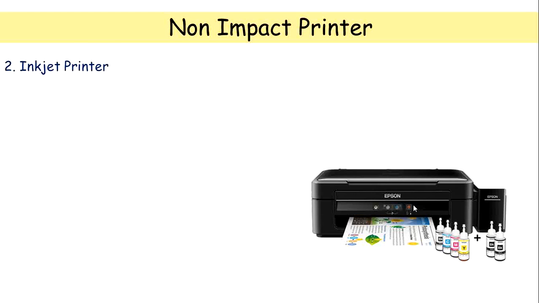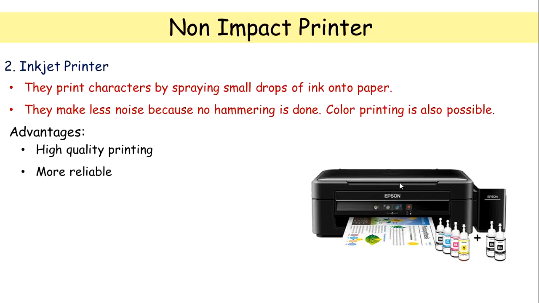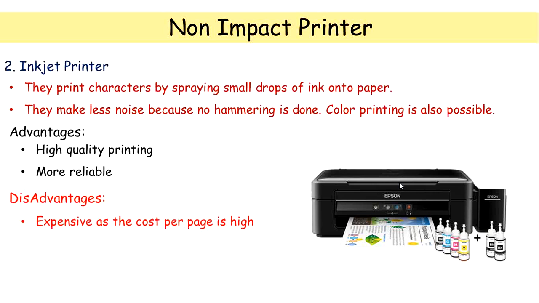Next type of non-impact printer is inkjet printer. They print characters by spraying small drops of ink onto the paper. They make less noise because no hammering is done. Color printing is also possible with inkjet printers. Advantages are high quality printing and more reliability. Disadvantages are expensive, as the cost per page is high because ink cost is high, as well as slow as compared to laser printer.